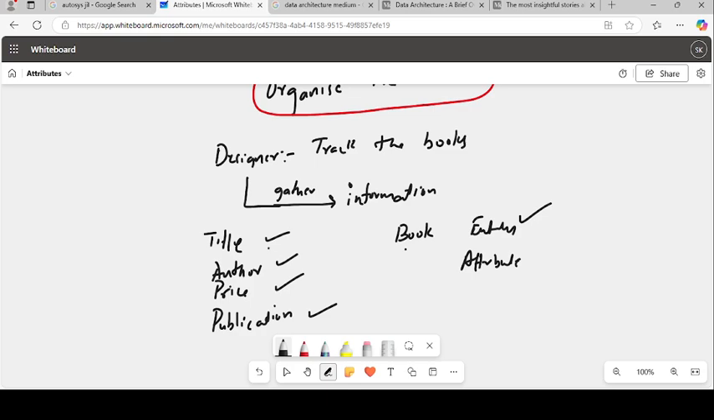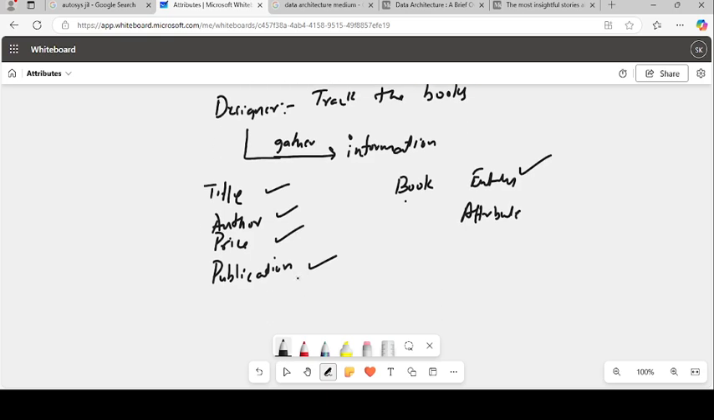Okay, title talks about what is the name of the book. Author talks about who wrote the book. Price talks about how much does the book cost. Publication talks about when the book was published. So this actually answers all the entity concepts of who, where, what, when, why and how, right? So all this is the properties of entities, attribute.